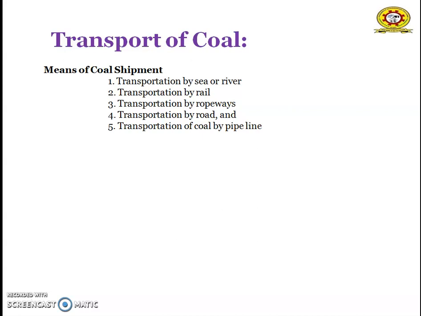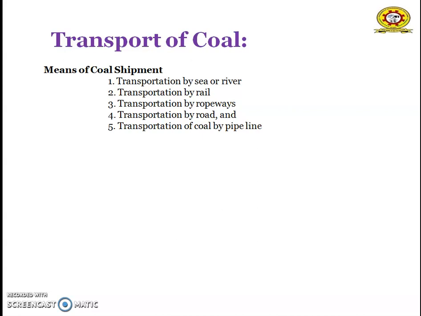The method of transportation of coal to the power station depends primarily on the location of the station. The economics of the coal transportation is compared with the economics of electrical energy production at a mine mouth power station and electrical power transmission over larger distances. The following are the means of the coal shipment. First one is transportation by sea or river, by barges or cargo ships.